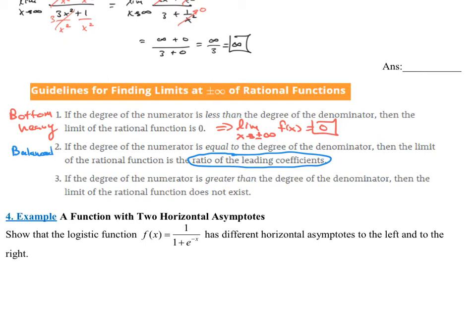Okay? The last one is if the degree of the numerator is greater than the degree of the denominator. This is the one that I called top heavy.